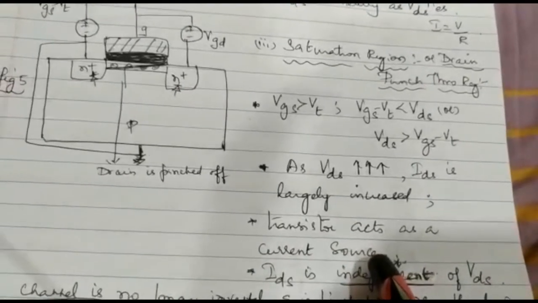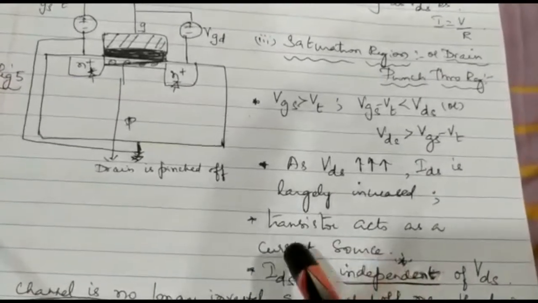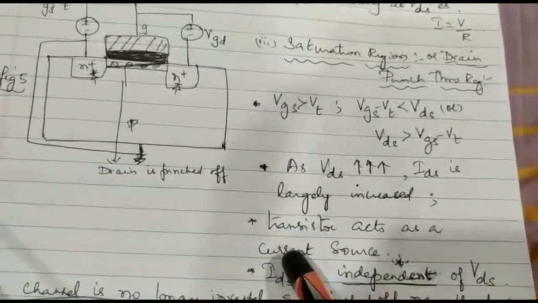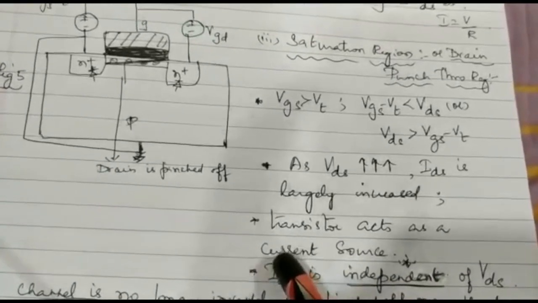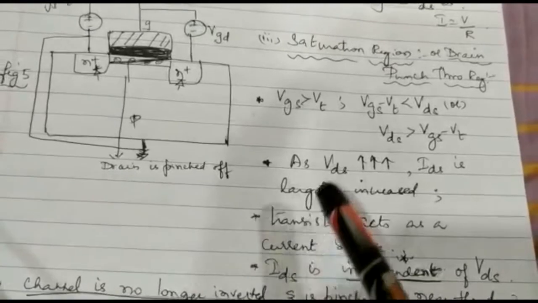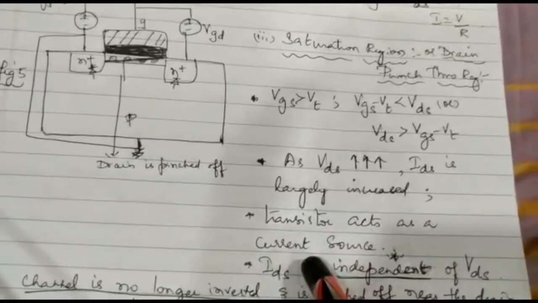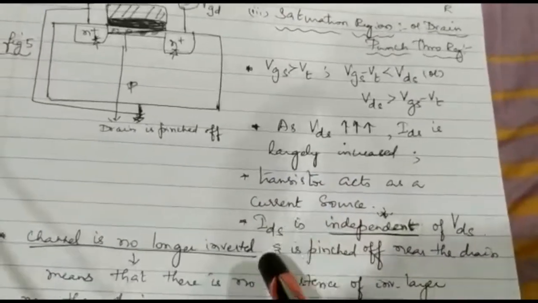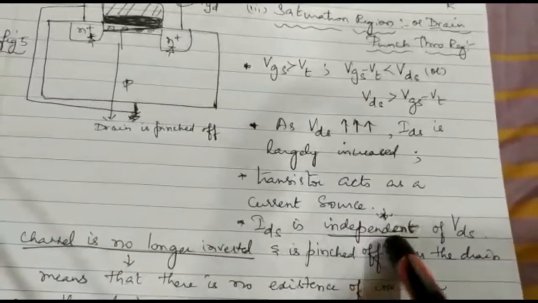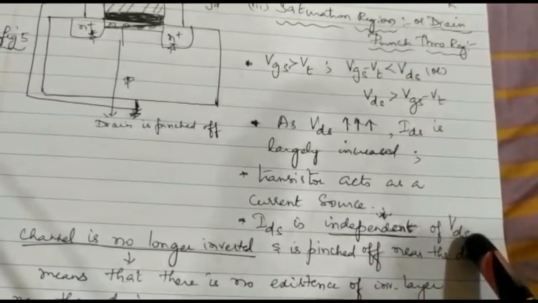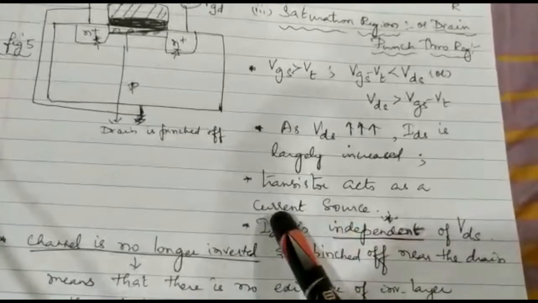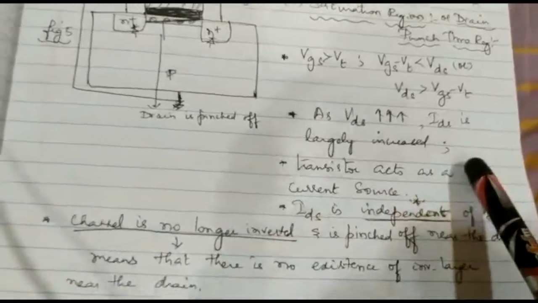Whatever may be the application of voltage, the current in the circuit or the device keeps on flowing constantly with no rise or fall, that is, it is independent of the voltage being applied. So IDS is independent of VDS. Whatever is the voltage, the current is not bothered. It keeps on flowing constantly with the same value.